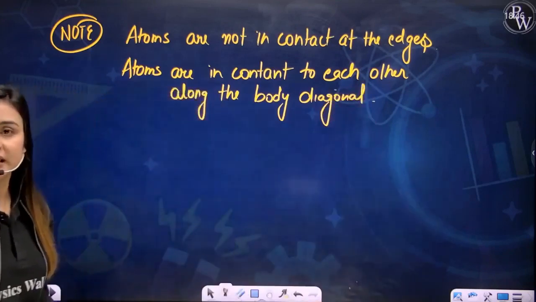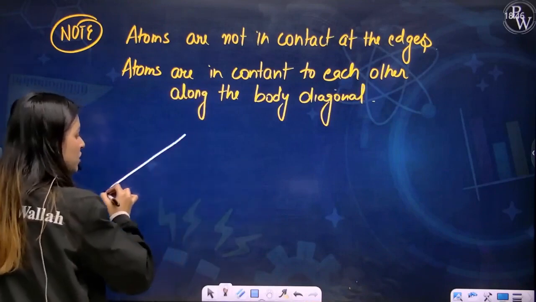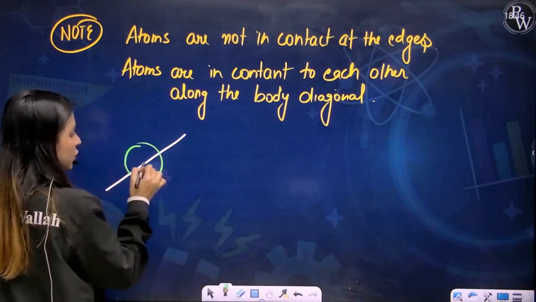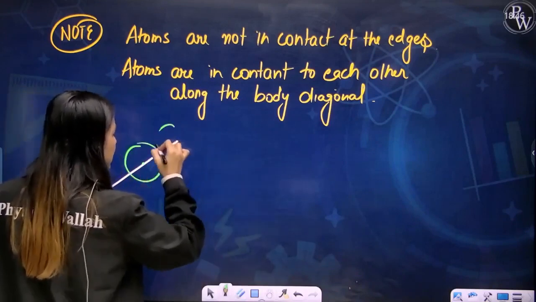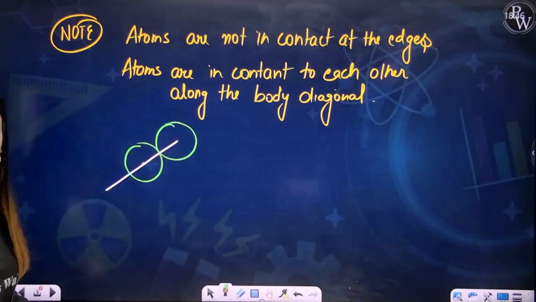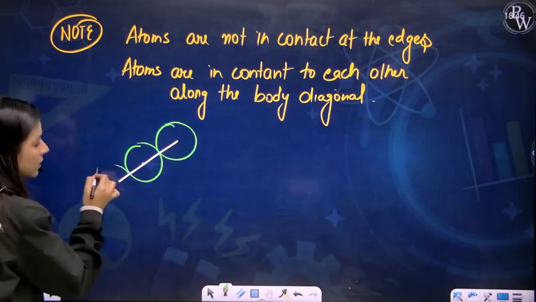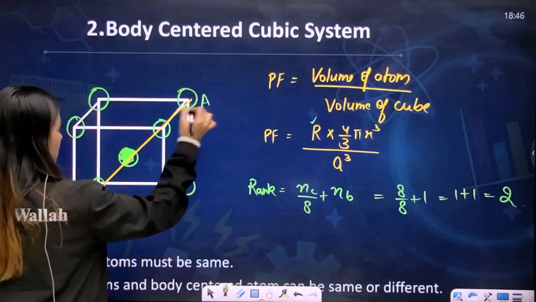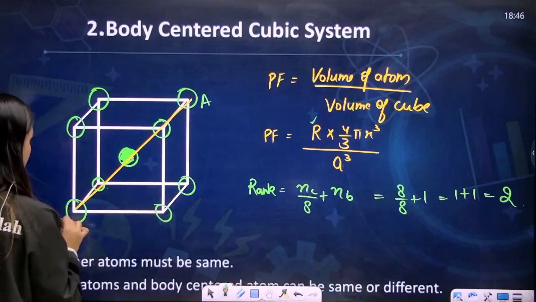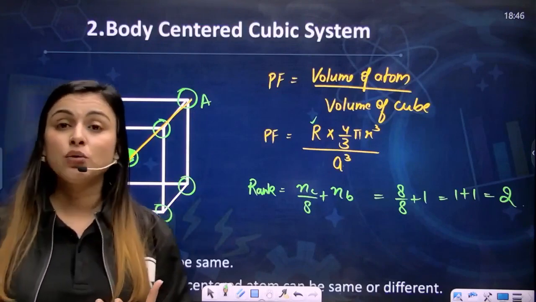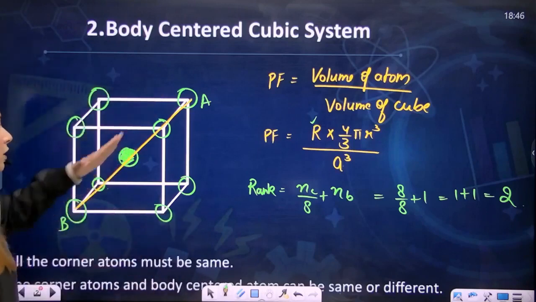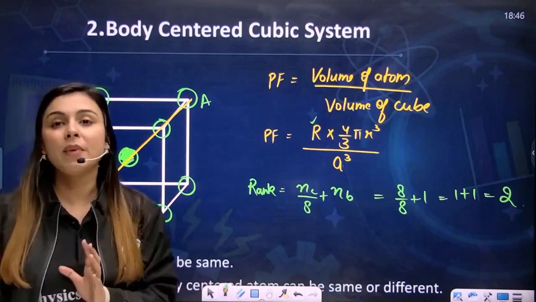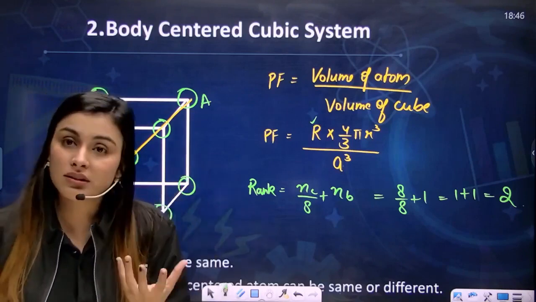So what can I say? I can say that along the body diagonal, you have one atom at the body center. Let's say this is the body center atom, and this is your atom at the corner, and this is your atom at the other corner. So I have drawn this particular part. Let's say this is A, and this is B. Now I have to calculate the length of this particular part. Only then can I find the relation between the edge length and the radius. So how am I going to do that? I'll have to use the Pythagoras theorem here, my dear students.